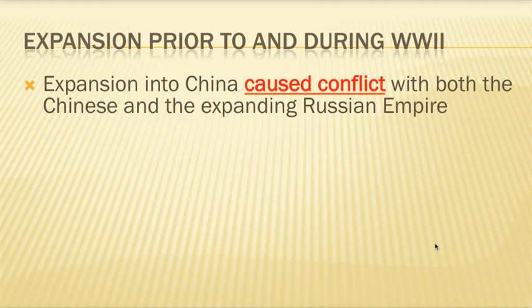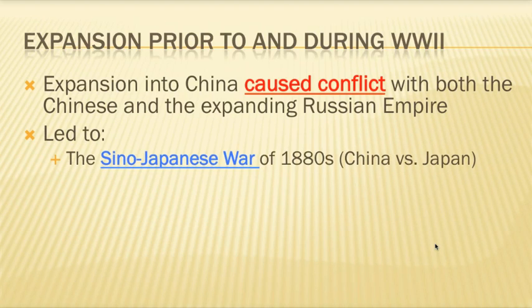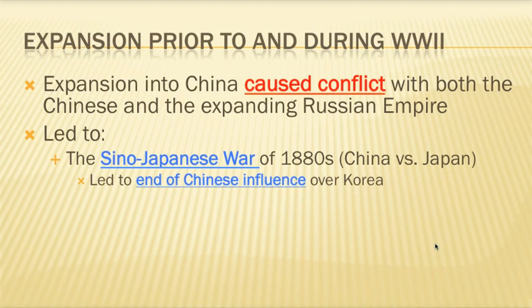Expansion into China caused conflict with both the Chinese and the expanding Russian Empire. This is going to lead to the Sino-Japanese War of the 1880s. When you hear the word Sino, that typically refers to China. So there's a war between China and Japan in the 1880s. This led to the end of Chinese influence over Korea.